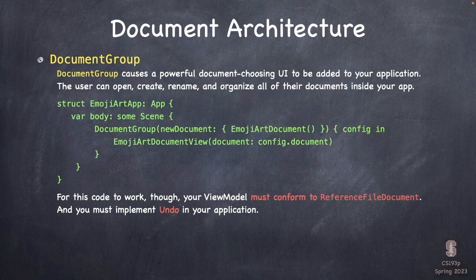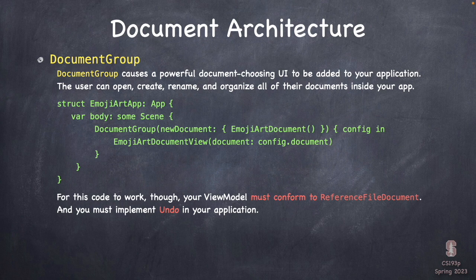Now, you put this nice simple code in there, but then you have two things you have to do to make it all work. One is your view model, emoji art document, has to conform to this protocol called reference file document. This is the protocol that makes it so the thing can be read and written to the disk. And it's a very simple protocol. We're going to learn all about that.